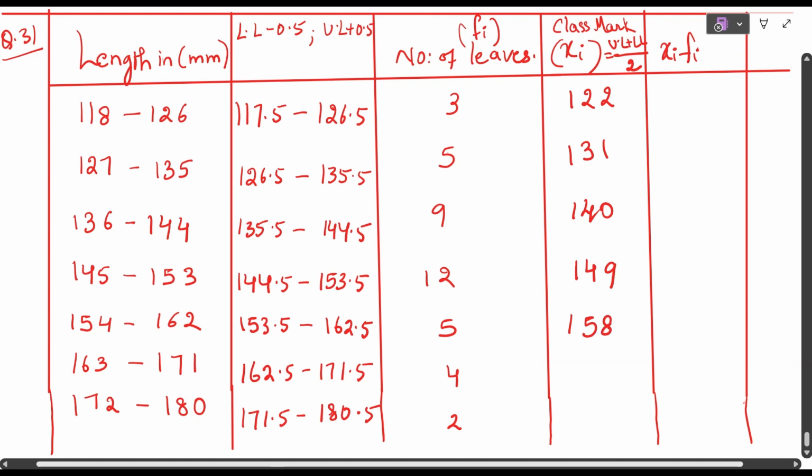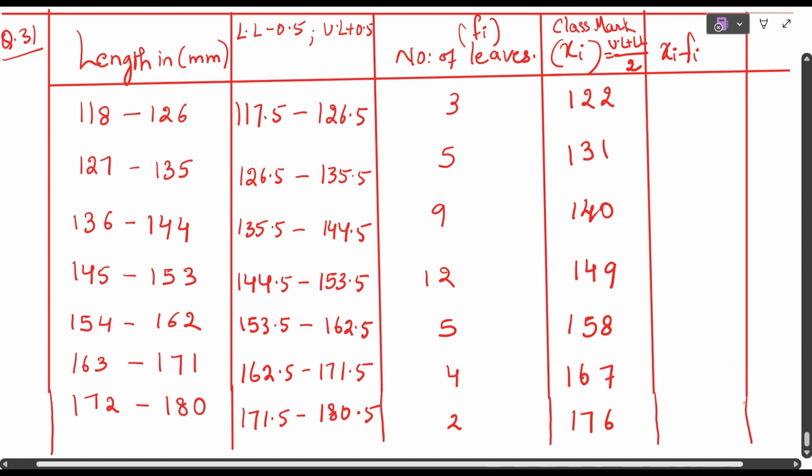Next, 149. Next, 158. Next, 167. Next, 176. If you check 171.5 plus 180.5 divided by 2, you will get 176.